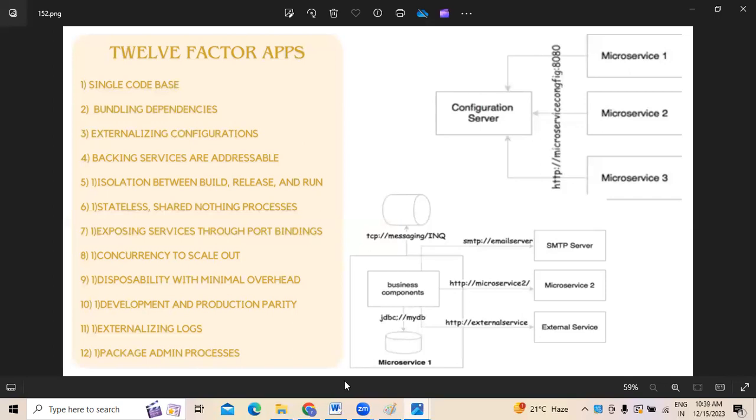The fourth one is about backing services being reimbursable, because whatever backing services we are implementing.